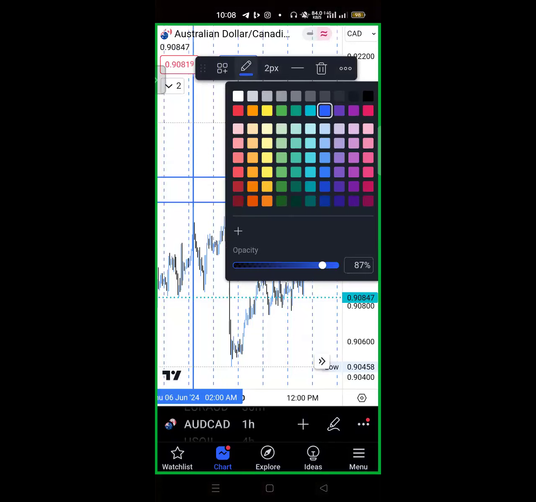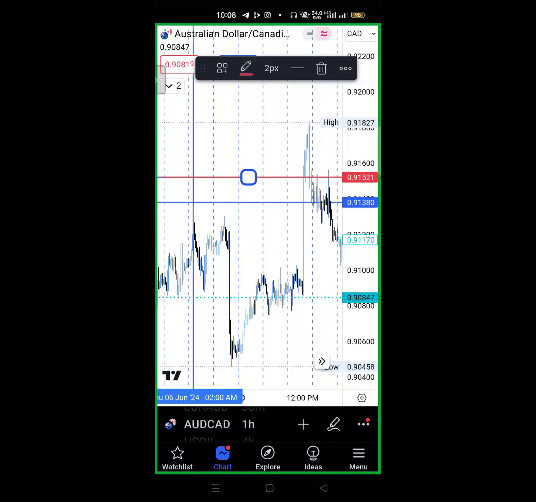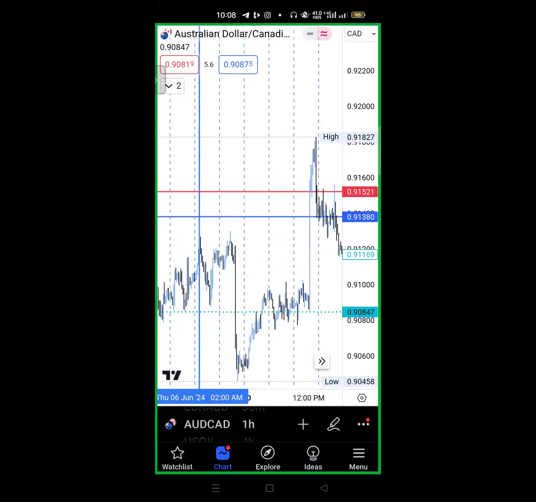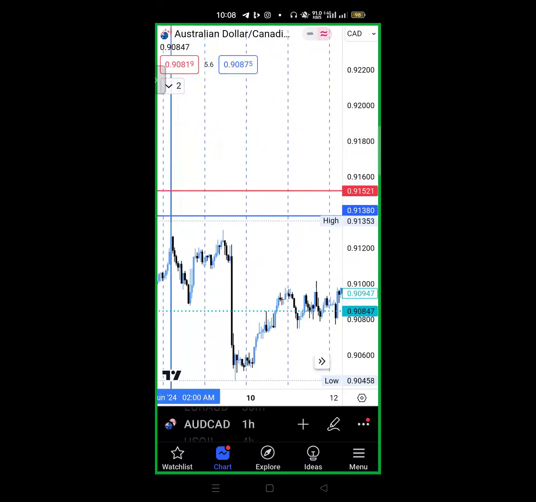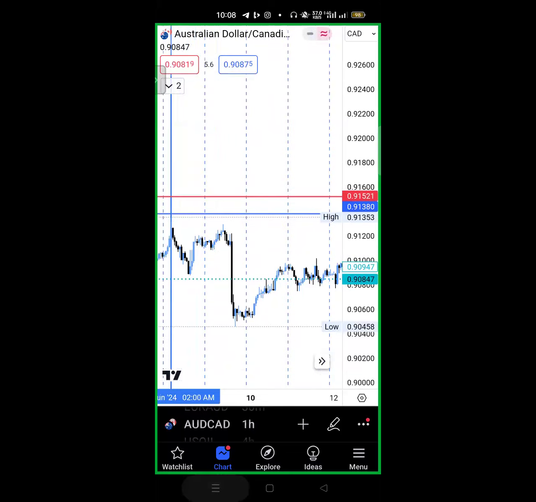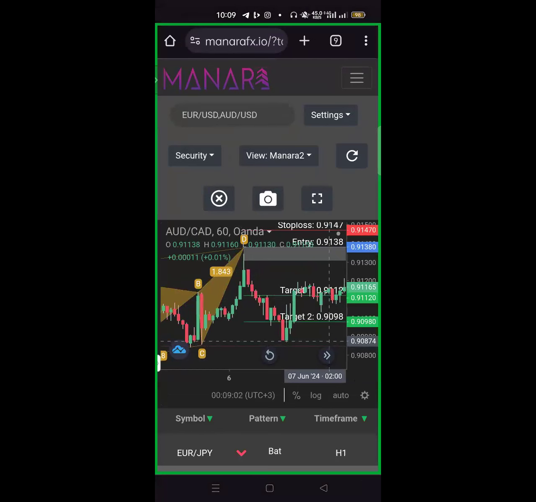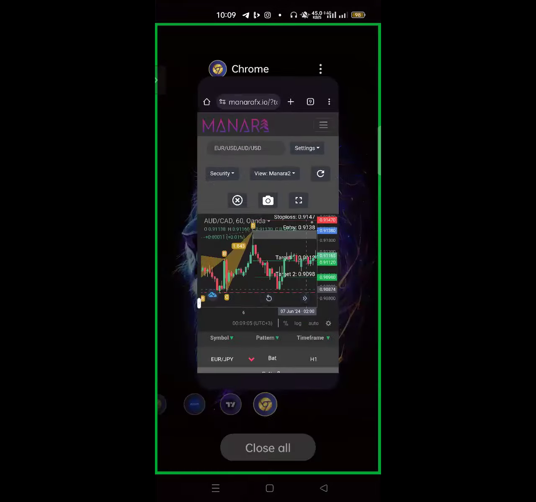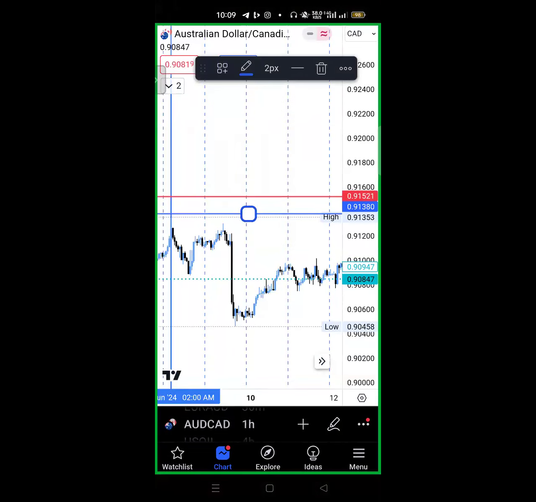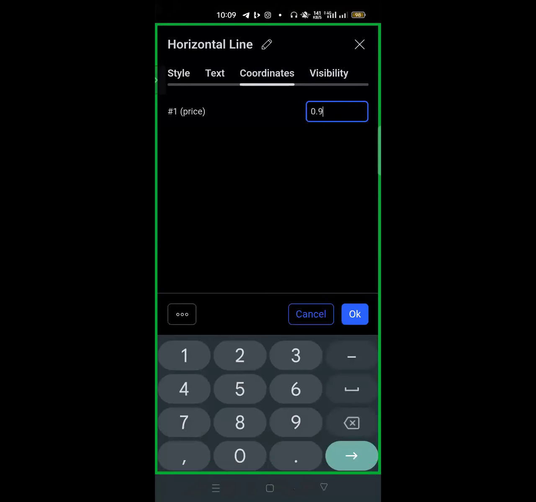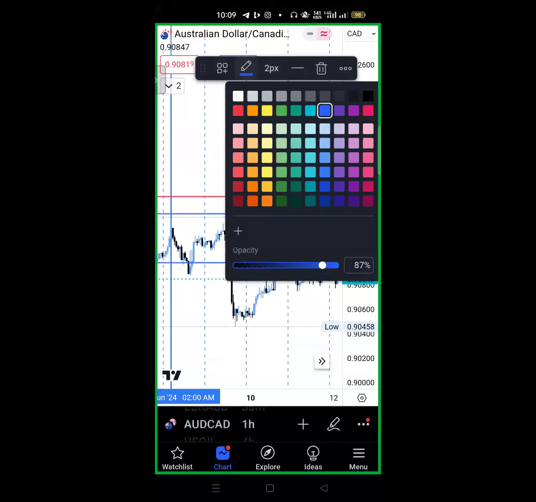Another good thing about this strategy is it will help you to know where to enter your trade, so you won't miss out and you will not enter wrongly. What else? The TP is 9098, but the market surpassed that area anyway. Let's just say 9098. I'll use green for this one.